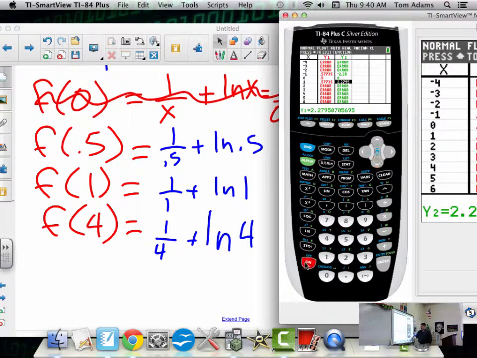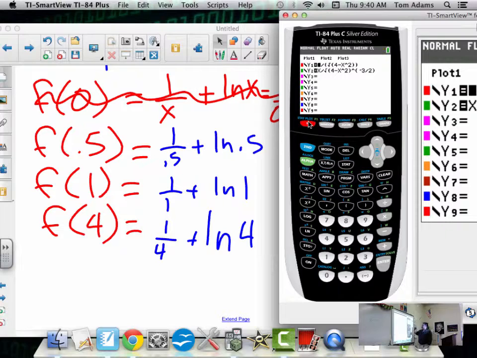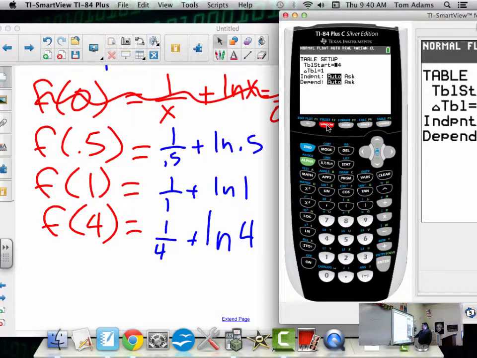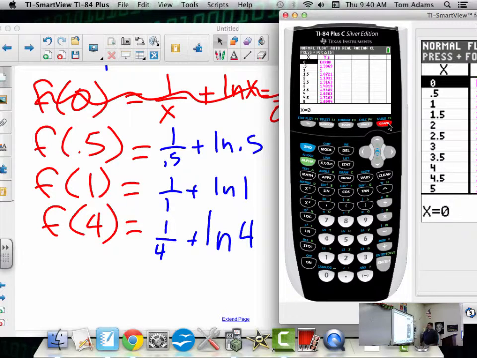All right, so here we go. Probably the quickest way to do this is just to put it in the graph. So it was 1 divided by x, plus the natural log of x, and then we'll look at the table of values. Table set, we'll start with 0, and we'll increment by 0.5, right? Okay. And so then I'm going to hit second table. And so at 0.5, it's 1.3, right?